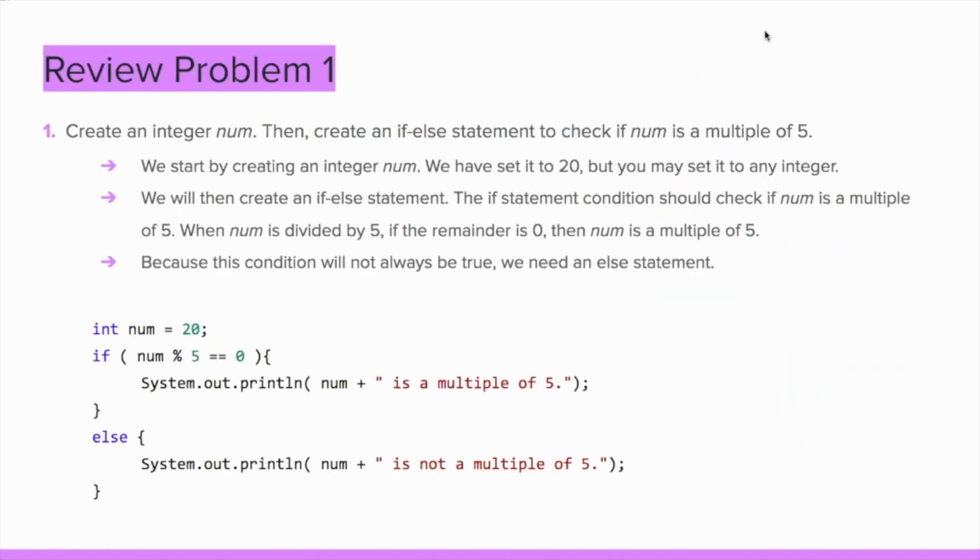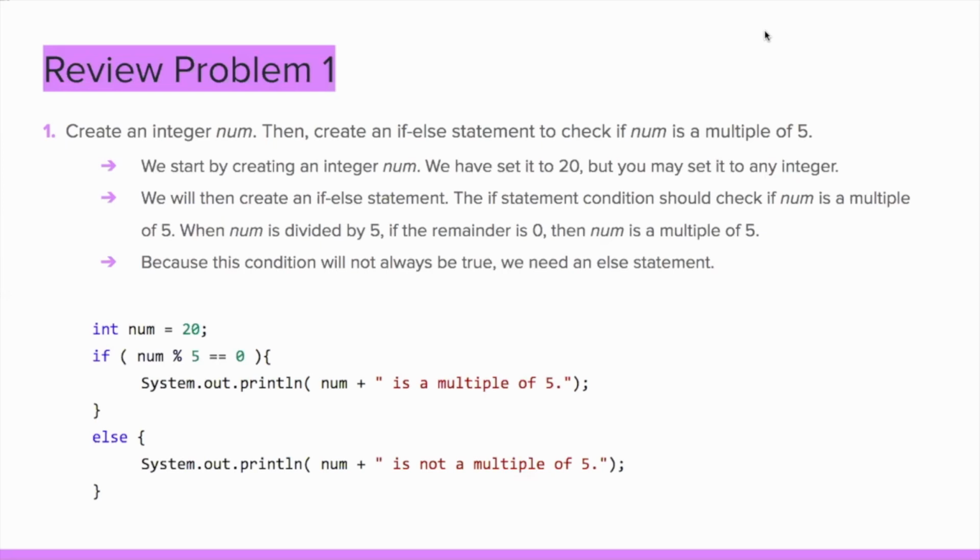Our first question asks us to create a variable of integer type called num and check if num is a multiple of 5. To do this, we need to start by creating our variable. We start with the data type int, followed by the variable name num, and finally the value we are assigning to the variable. Here we've set num to 20, but you may set it to any integer you want. Now we can create an if-else statement. The if statement condition should check if num is a multiple of 5. To do this, we can divide num by 5 and see if its remainder is equal to 0. To get the remainder, we use the modulus operator or a percent sign.